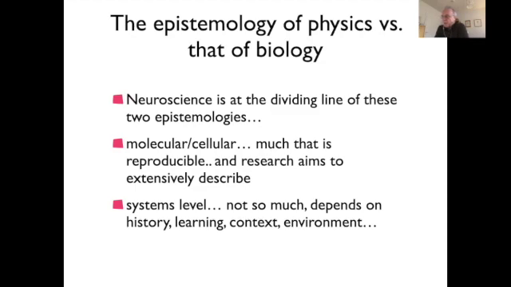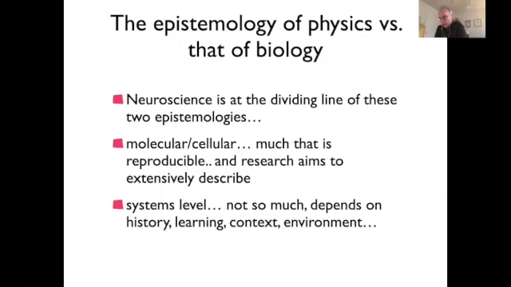You could say that in neuroscience, understanding the brain, that attitude is sometimes prevalent and successful. And I think one could argue that neuroscience is sort of at the dividing line between these two epistemologies. So very roughly speaking, I don't think that can be said very globally, but roughly speaking, molecular and cellular neuroscience are clearly on the biology side of this epistemology, because they are looking at mechanisms that are largely reproducible and which are extensively described.